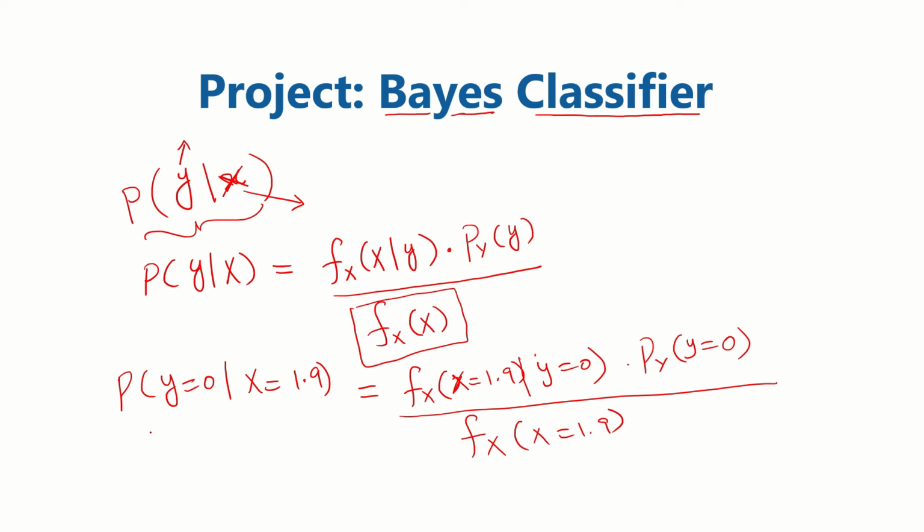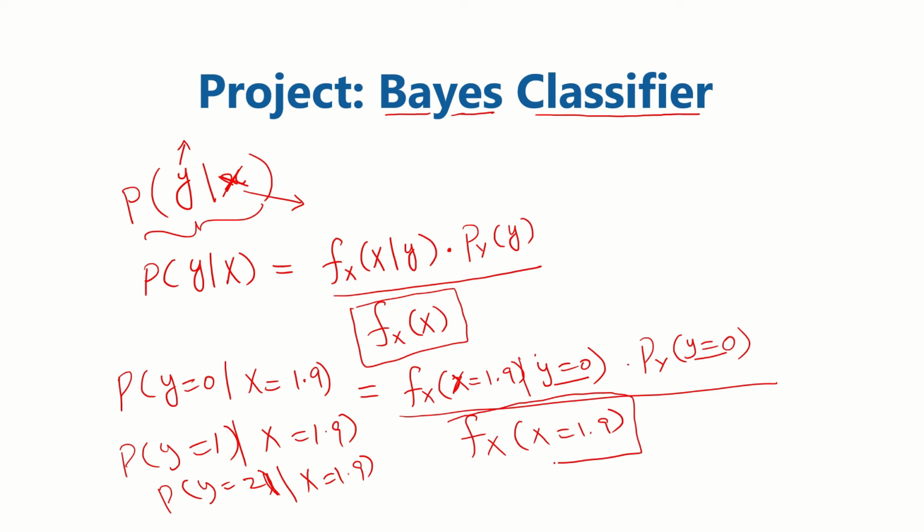And similarly, if we compute the same probability for 1, given x is equal to 1.9, everything will stay as it is, but these y values will change. And if we compute the probability that y is equal to 2, given the same value, x equal to 1.9, the formula will stay the same, but the y value will change. But in all these three formulae, you can see that the denominator stays the same.